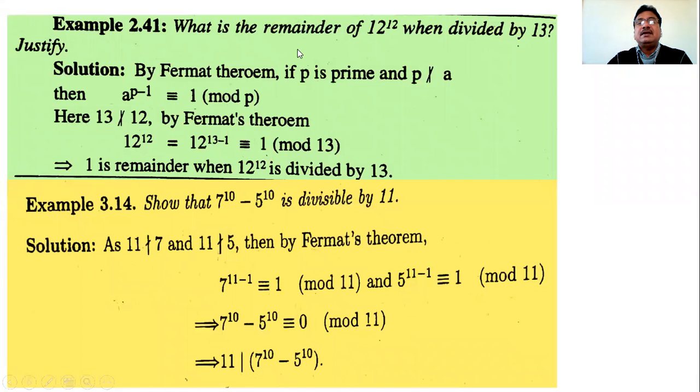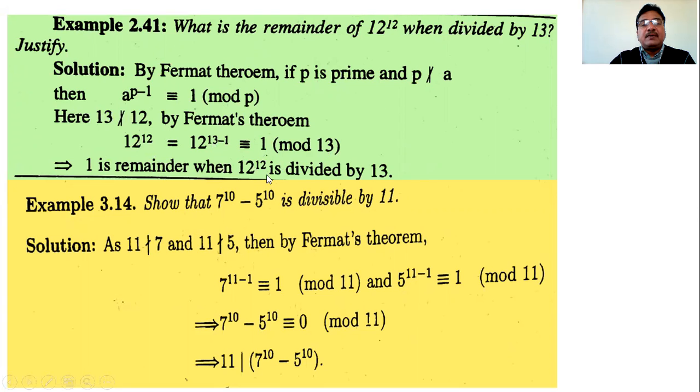Same question here. What is the remainder if 12 raised to 12 is divided by 13? By using Fermat's theorem, 13 does not divide 12, and 13 is a prime number, so 12 raised to 13 minus 1, that is 12 raised to 12, is congruent to 1 modulo 13, because 13 does not divide 12.